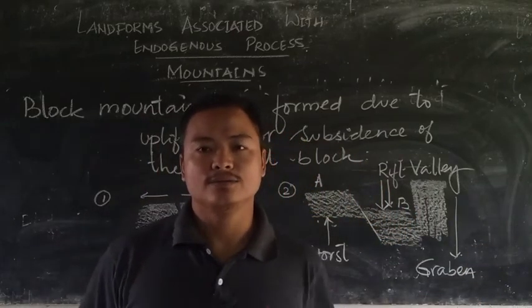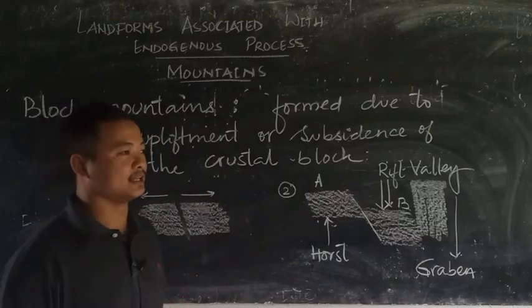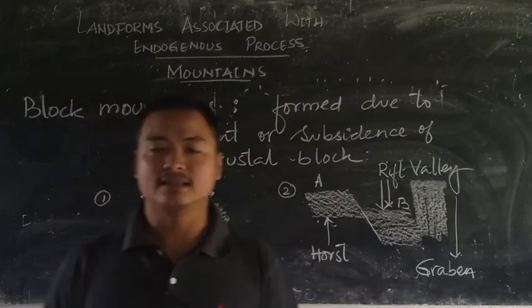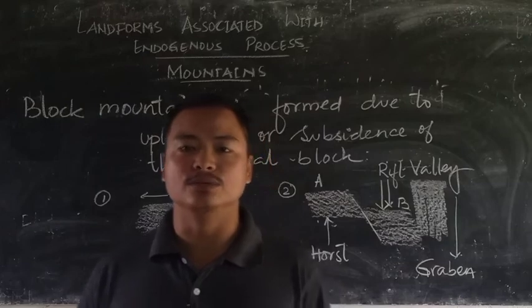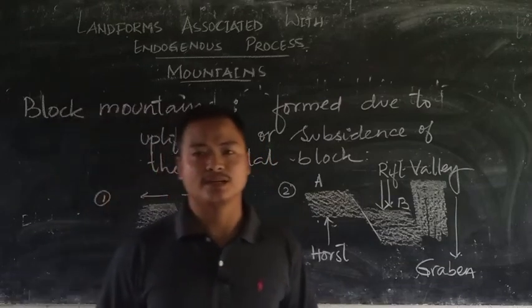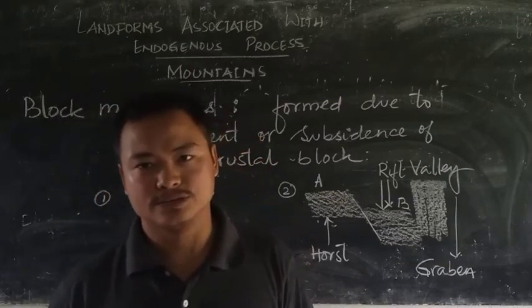In India, we see such blocks formed in the Satpuras and Vindhyas, and the Rift Valley formed in between these two blocks is where river Narmada flows.